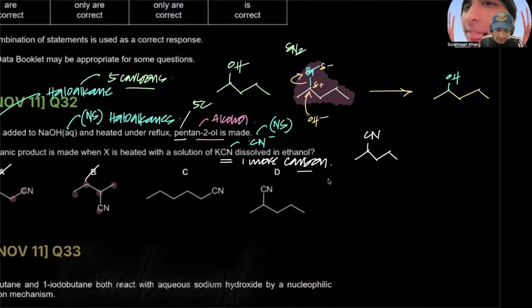Now let's look at C and D. C and D has how many carbons? 1, 2, 3, 4, 5, 6. So C and D both have 6 carbons. And what you realize is, hey, because pentan-2-ol was made initially, that meant that the haloalkane was a 2-bromo or a 2-chloro or a 2-iodo haloalkane. So the cyanide ion must also be on the second carbon, and therefore C is incorrect. D is the correct option. See, you could have done this really quickly, but I just wanted to discuss some further details with you.